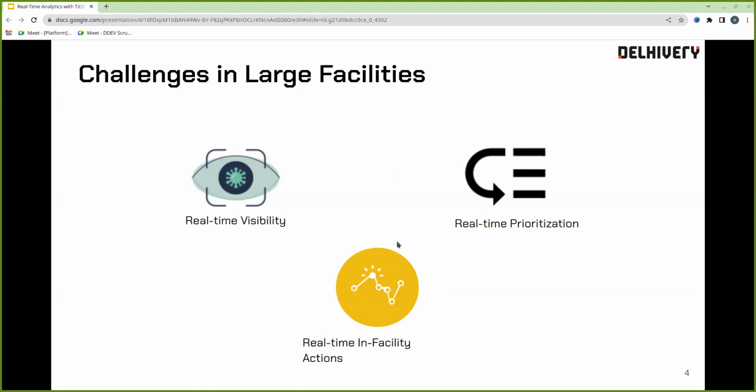Now, to overcome these challenges, we require a comprehensive system that offers near real-time visibility, guides operational decisions, and defines the next set of actions, and will provide the necessary tools to enhance operational efficiency and optimize the overall performance of the facility.